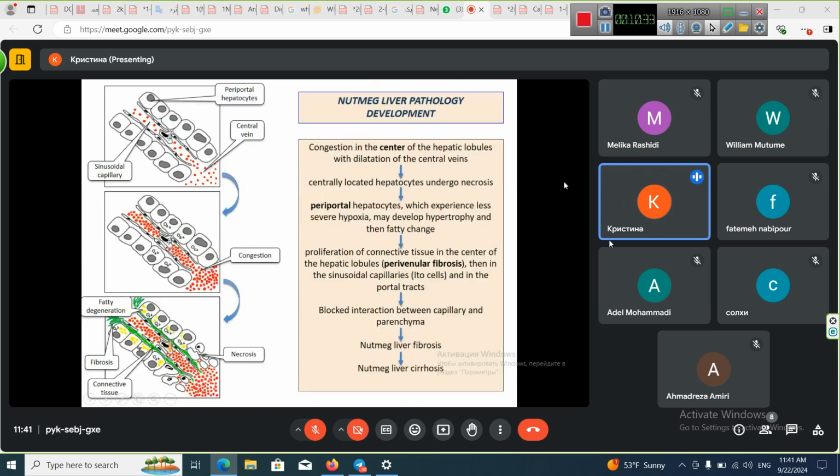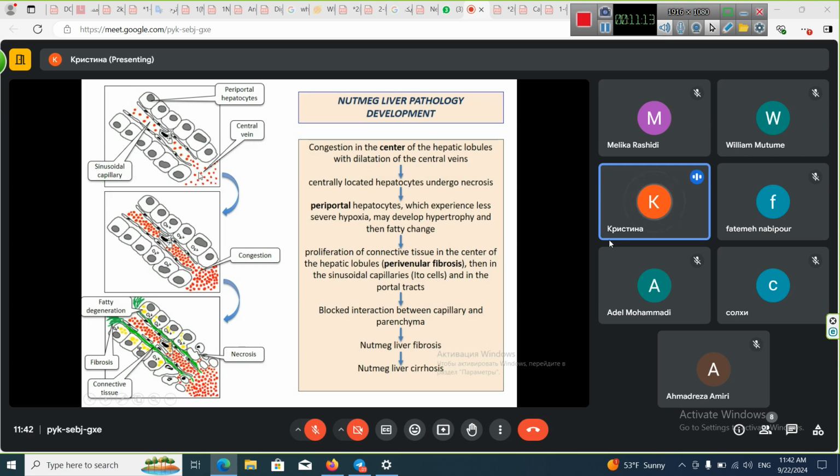Now, what happens during nutmeg liver pathology? Congestion in the center of hepatic lobules causes the dilation of central vein. In this picture, it shows one trabecula of hepatocytes. These cells are hepatocytes, here and here. Between them, there is a sinusoidal capillary. Through the sinusoidal capillary, the blood flows from the portal area, which should be here, to the central vein, which should be here in this picture.